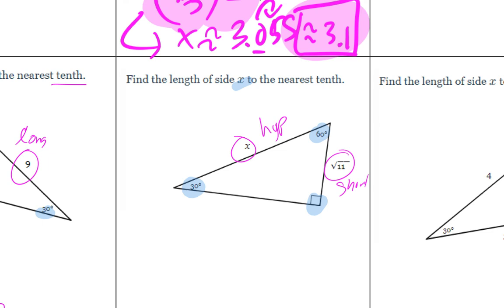Our short leg is across from the 30. Short is across from the 30, and long is across from the 60. Short makes sense, the shorter one has to be there. So the one across from the 30 has to be the short, and this is the long. So we're going from short to the hypotenuse.